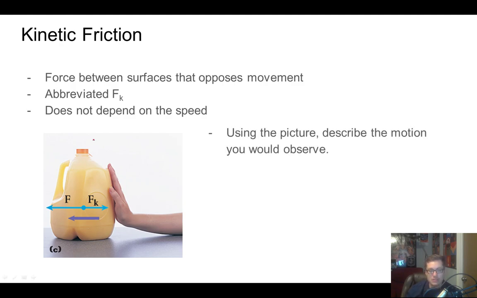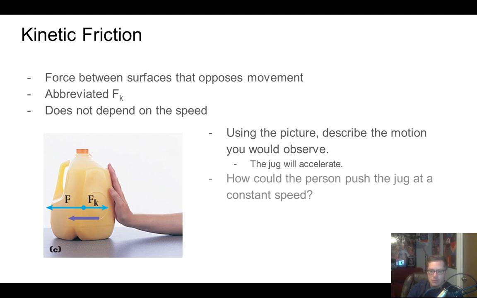So based on this, we can figure out if it's going to move or not. All we have to do is look at the force vectors. The force vector pushing it to the left is greater than the force vector of the kinetic friction pushing back on it. So we're going to have an overall movement to the left. The jug will be accelerating to the left because it's got a net force, and we know force equals mass times acceleration. So if we have the mass of the jug and the force to the left, we know that we'll be accelerating.